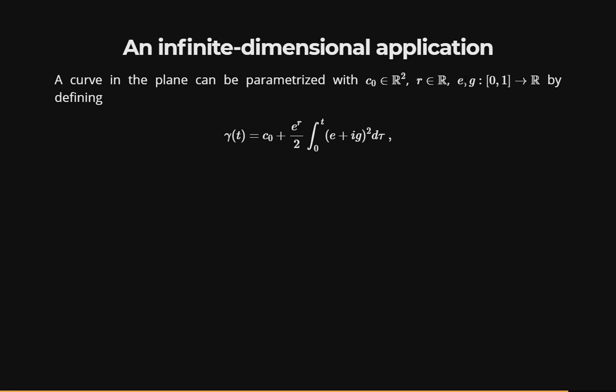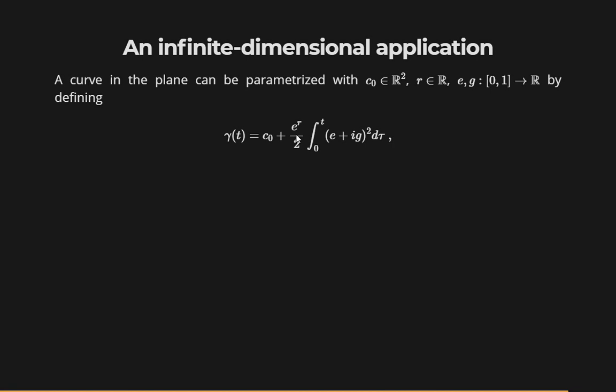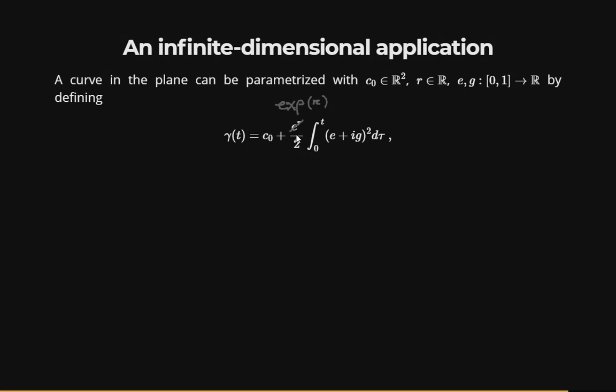This e is the function, sorry. I should have written exp of r. I will change it later on in the slides. E and g are two functions, and here I'm writing e plus ig as a complex number. So we identify the plane with complex numbers. This is just an integral of this quantity from 0 to t, depending on the parameter tau.